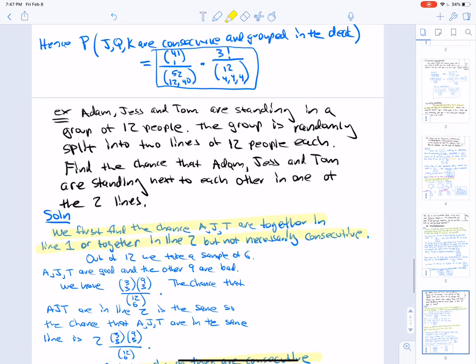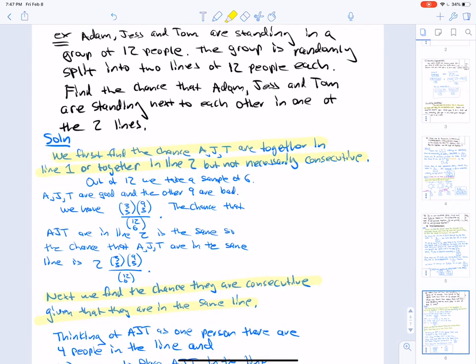Finally, I'm adding an extra problem that I didn't have time to do in class, but the more hard examples you see, the better. Adam, Jess, and Tom are standing in a group of 12 people. The group is randomly split into 2 lines of 12 people each. Find the chance that Adam, Jess, and Tom are standing next to each other in one of the 2 lines.